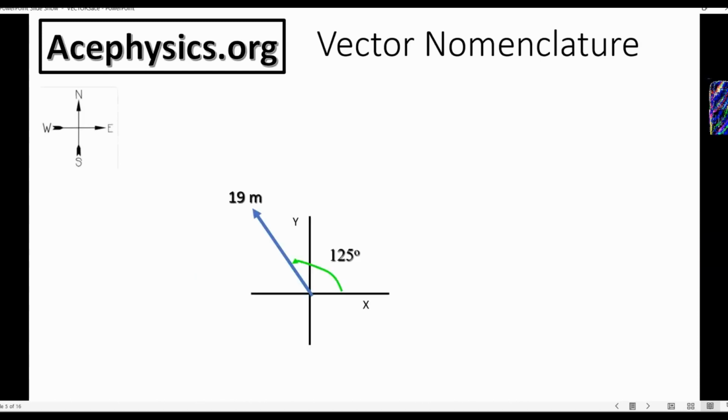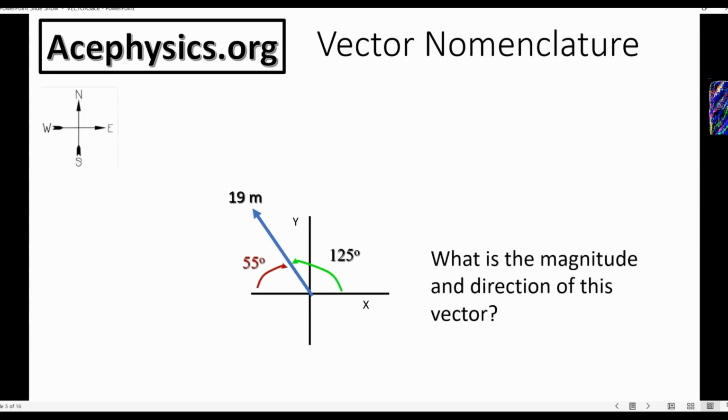Here is another vector. You may want to pause the video right now and see if you can describe this vector in angle magnitude form. What is the magnitude and direction of this vector? The magnitude is 19 meters because that's the length and that's given. And the direction is 55 degrees north of west. You start out west and you move 55 degrees north and then you end up at the vector.